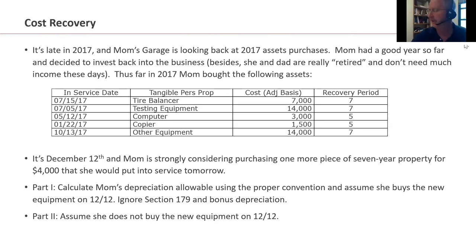And here it is, December. And Mom isn't dumb. She's looking at it and saying, all right, I think I might want to put one more new piece of property in service. And I might do it this year, or maybe I'll wait and do it next year. So what we need to do is figure out what's the better option here for Mom? Should she put it in service tomorrow, or should she wait and place it in service next year? Okay, so let's do part one first. Let's calculate her depreciation, assuming she goes ahead with the purchase of this new equipment in December, 7-year property for $4,000. And then after that, we'll go through the second.